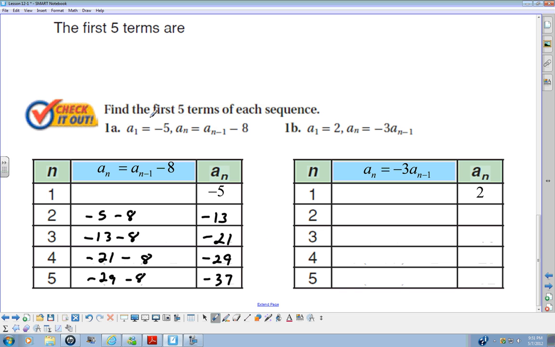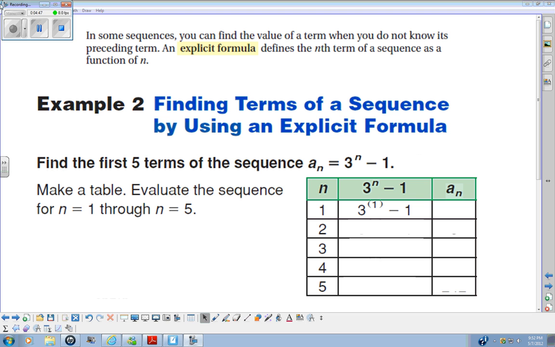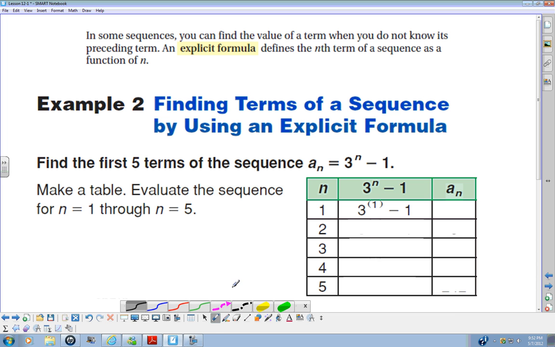So that's using the recursive form. Okay, so the next example is going to involve using what's called the explicit formula. An explicit formula defines the nth term of the sequence as a function of n, which basically to you, this would mean that we're going to do something like y equals in terms of x.